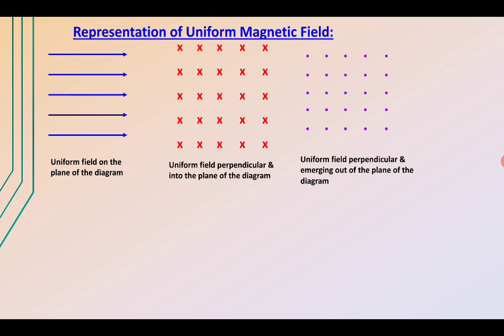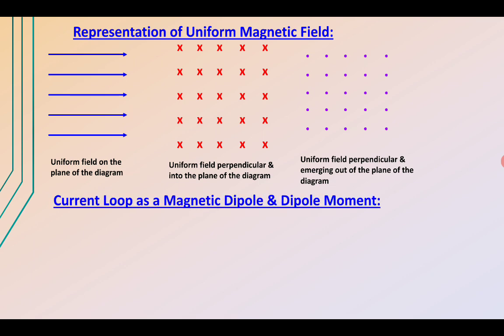Now some more definitions are related to this magnet, like what are magnetic poles, what is the magnetic axis, equator and length. We are going to discuss those things. Let us first discuss the current loop as a magnetic dipole, or its dipole moment.